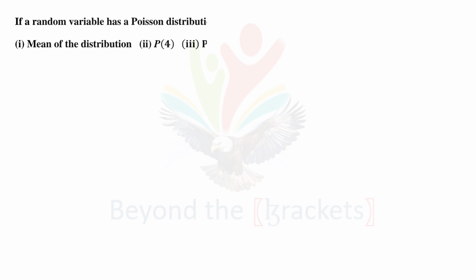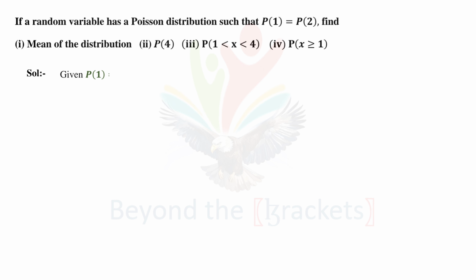Here comes the last question. If a random variable has a Poisson distribution such that P of 1 is equal to P of 2, the given condition is P of 1 is equal to P of 2. Substituting the values in probability mass function, for P of 1 we get e power minus lambda, lambda power 1 by 1 factorial, and for P of 2 we get e power minus lambda, lambda square by 2 factorial. E power minus lambda and lambda cancels both sides, and this simplifies to lambda is equal to 2, which is the mean of the distribution.